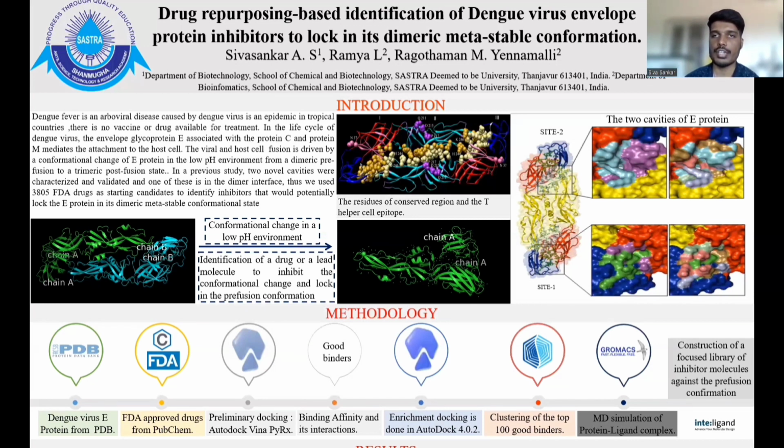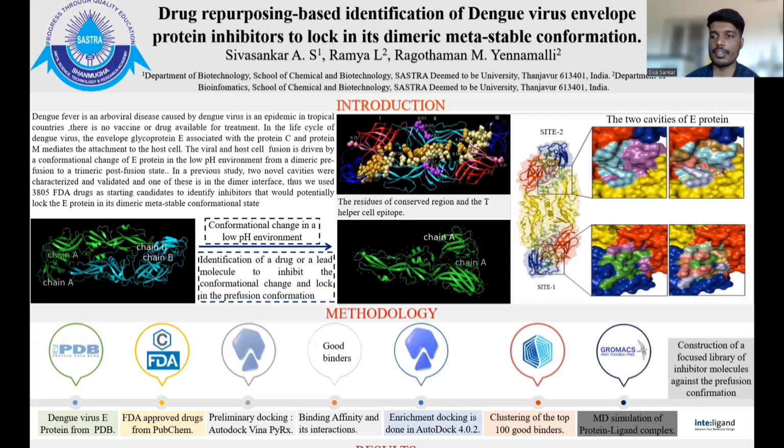Thus, the objective of this study is to lock the envelope protein in its dimeric metastable state. In a previous study, 2 novel cavities were characterized and validated, and one of which is in the dimer interface. And around 6 amino acid residues, including lysine 246, are identified to be a part of the T helper cell epitope. Thus, we have used around 3,805 FDA drugs as initial candidates to identify a potential drug molecule to inhibit the dengue virus envelope protein and lock it in its dimeric metastable state.